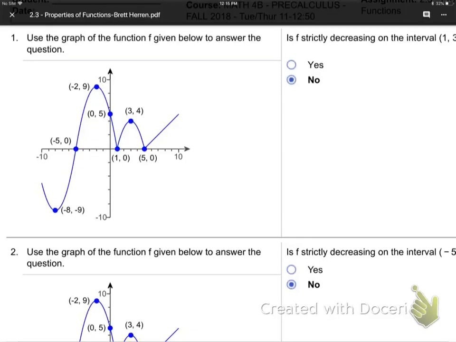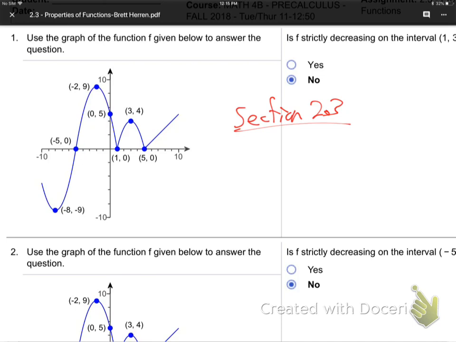Okay, so here we are. We're on section 2.3, number 1. We've got to get through this. Both of these are actually due, and we've got to get through this one also. Both of these are due on two. This is a 2-section day, unfortunately.